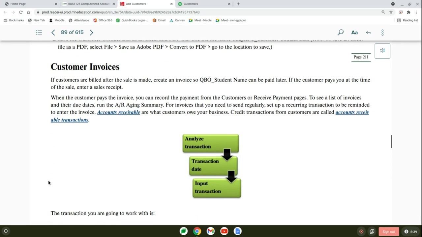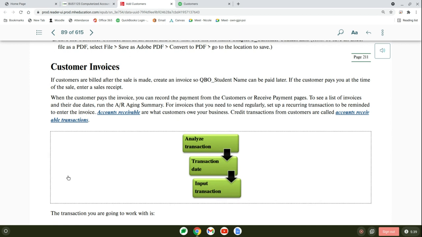Now we're going to look at customer invoices. So we talked about this in chapter 1. What is a customer invoice? Those are our credit customers. That means we're setting up an accounts receivable account for these customers. We're going to bill them, and they probably have 30 days to pay.